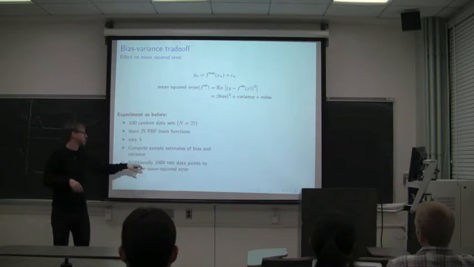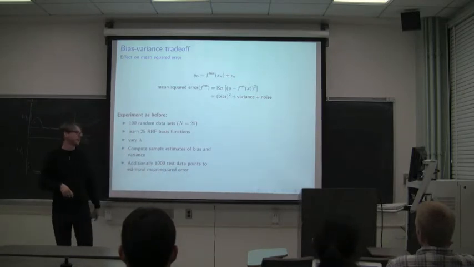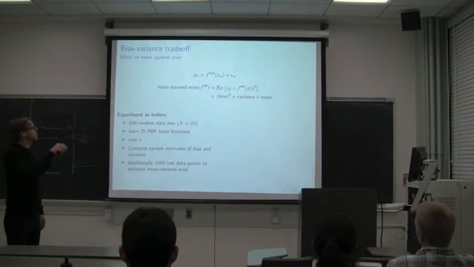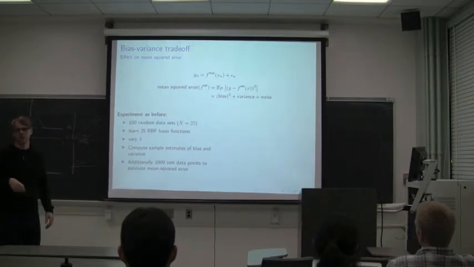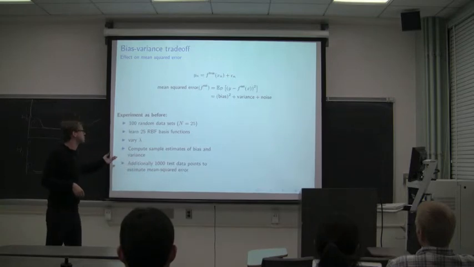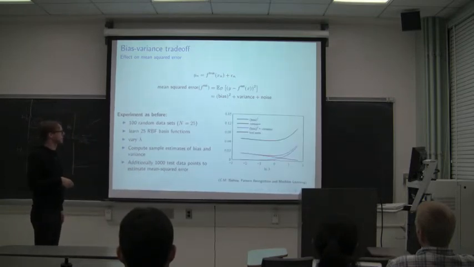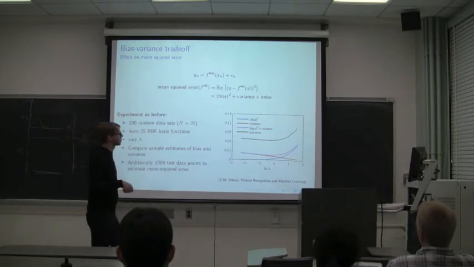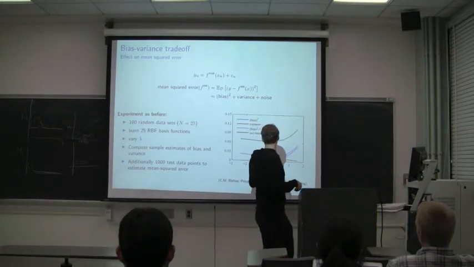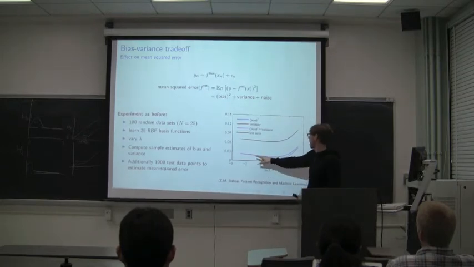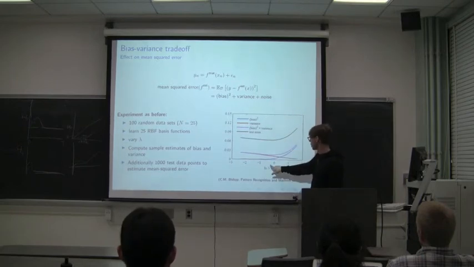Now additionally, we also generate 1,000 test data points in order to get a pretty good estimate of this expected mean squared error. So these 1,000 data points are not used to train, which tells us what the mean squared error should look like. Now if we plot bias squared, the variance, and bias squared plus the variance against the test error, then what we observe for different lambda values.